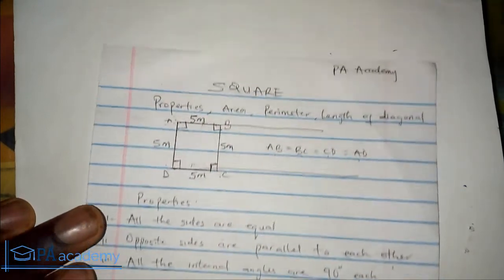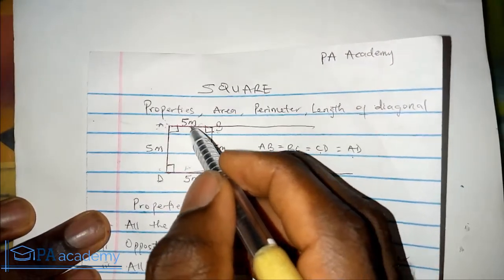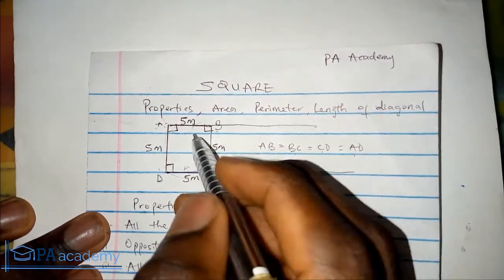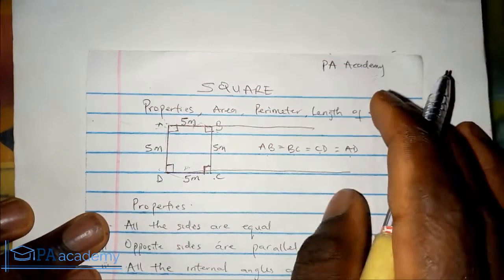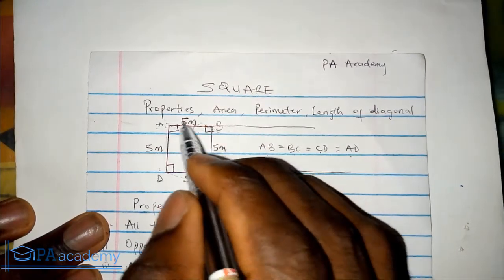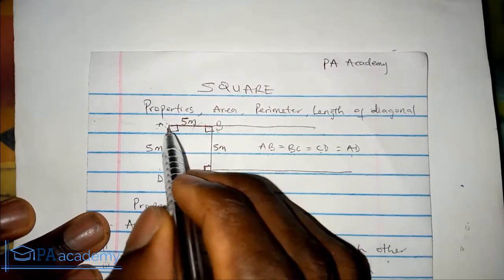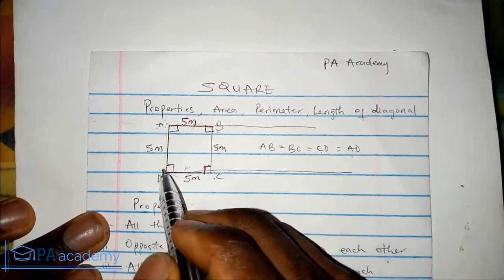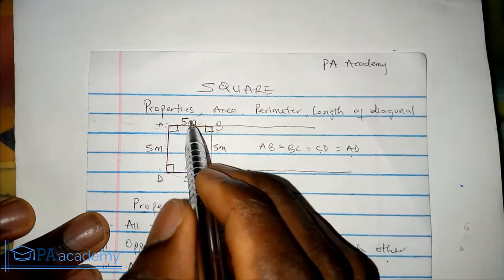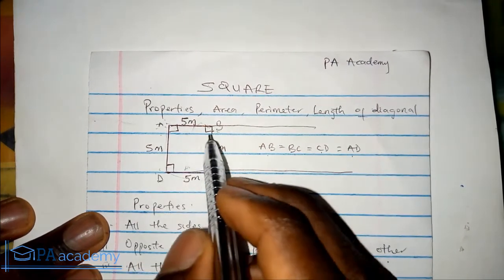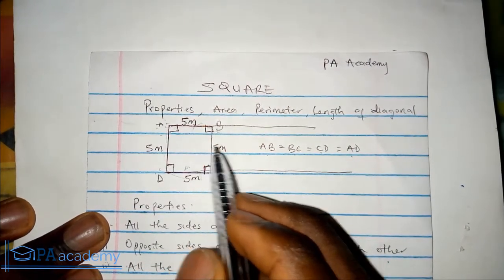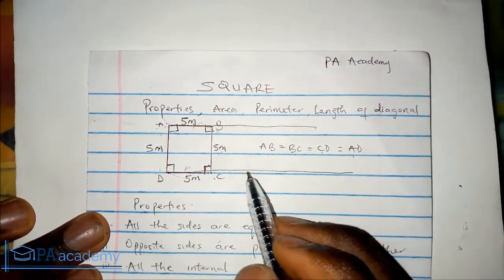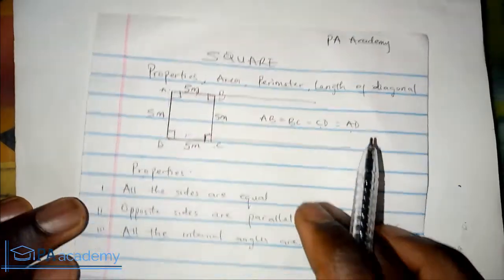When we talk about a perimeter, we are talking about the addition of all the four sides of that particular shape. Now we are talking about a square, so the addition of all these four sides will give us the perimeter. Using this one as an example, if you are asked to look for the perimeter of this particular square, since all of them are 5, 5, 5, that will be 5 plus 5 plus 5 plus 5, and that will give us 20. So that's the perimeter for this square.